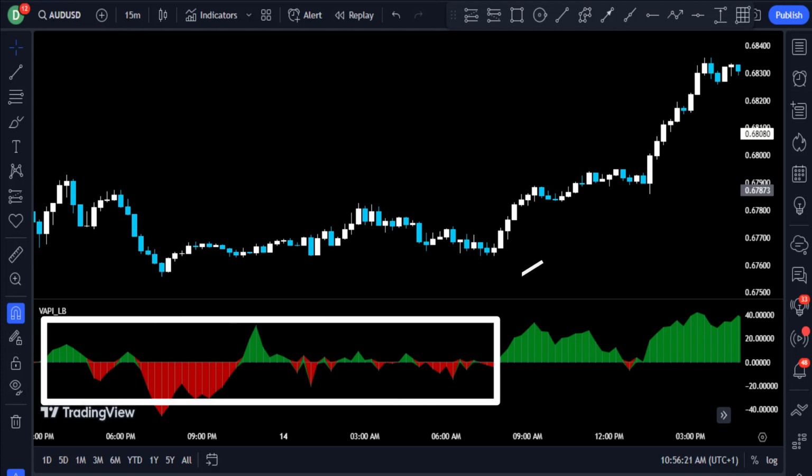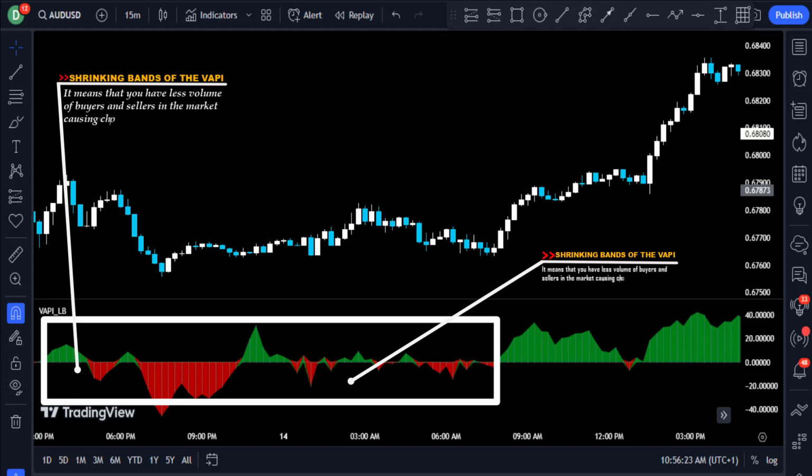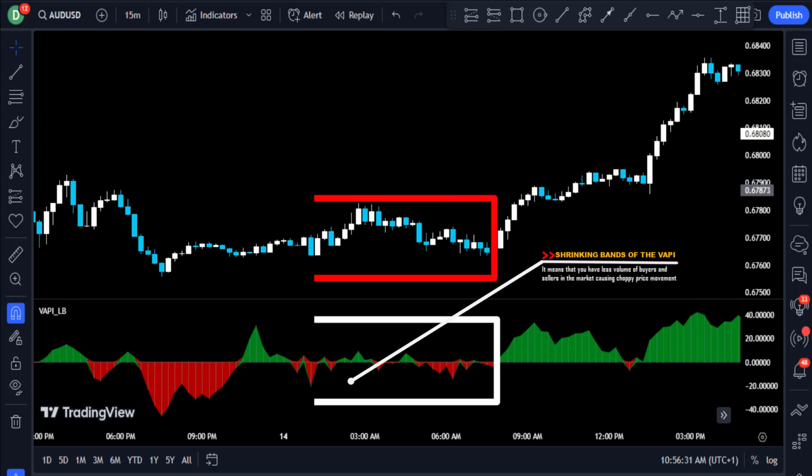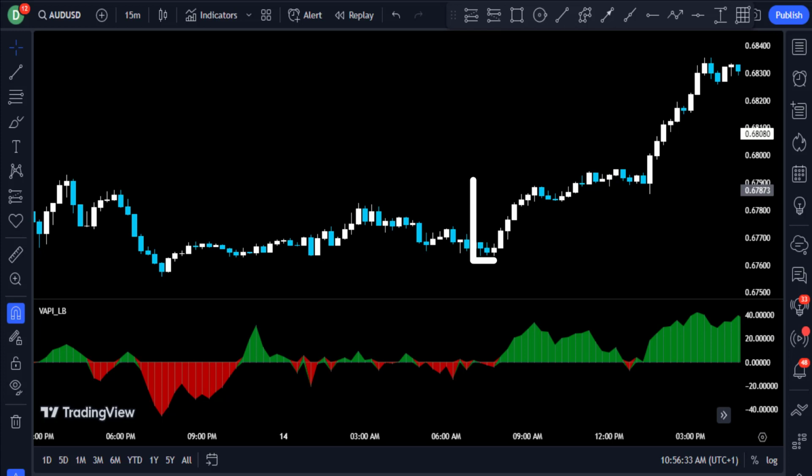Now, you can see that the indicator was showing you that you have both the sellers and the buyers in the market by forming these weak bands, but they are not enough to push the market in either direction, and the price was also forming this choppy price movement. But you could have waited until when the price reached this place.